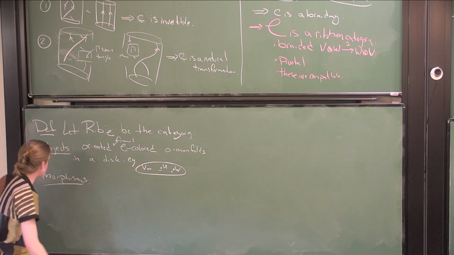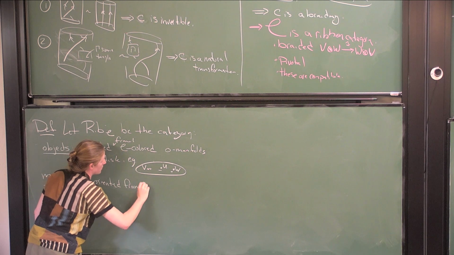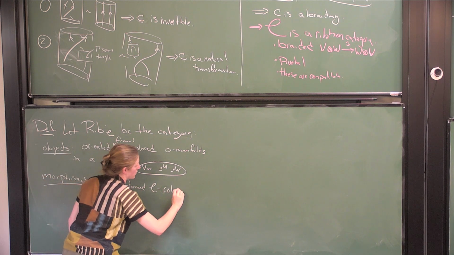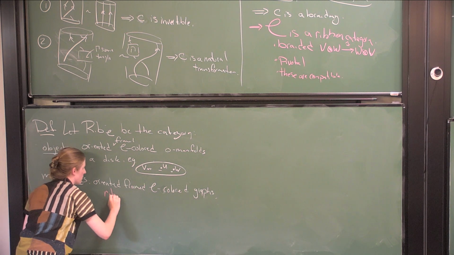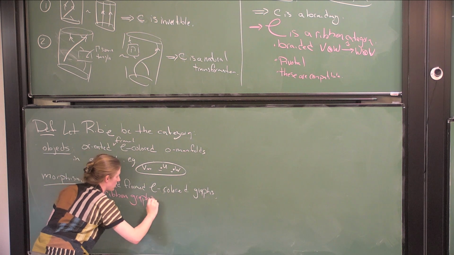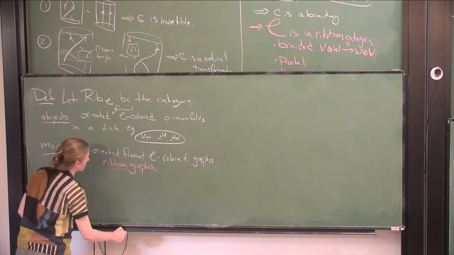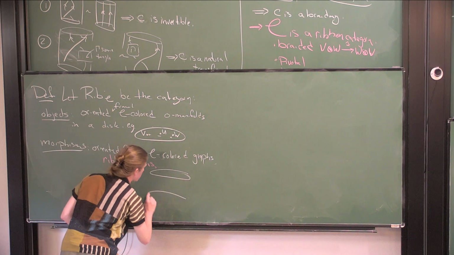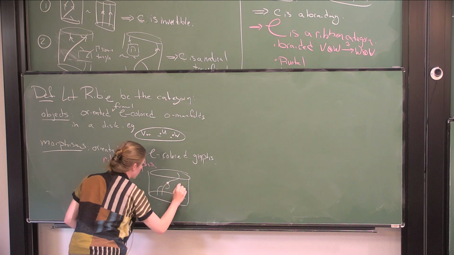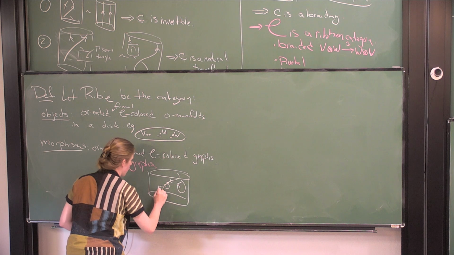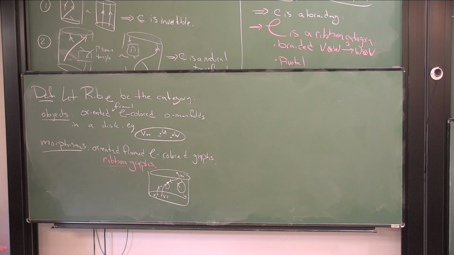And so these are my objects, and my morphisms are going to be these oriented, framed, C-colored graphs. Now let's give these things a name. Their name is going to be ribbon graphs. Ribbon, just because we can draw them to look like ribbons that we've embedded. Okay, so an example of a morphism. I've drawn a bunch of examples, but I can have some coupon, I can have some braiding. So this is the category that we're working with.